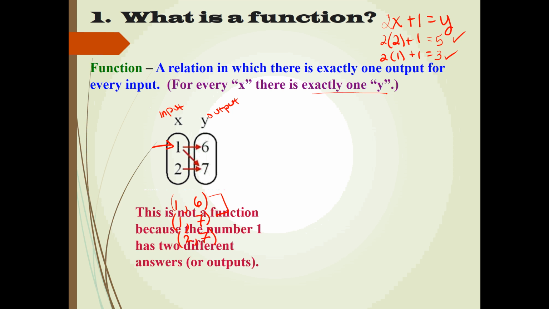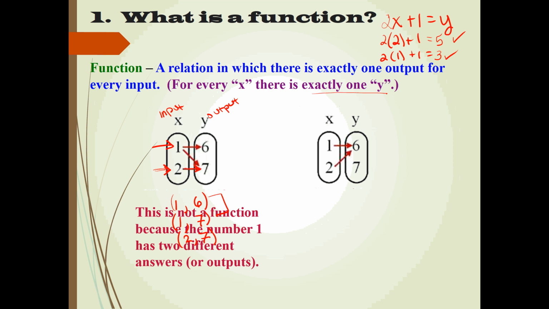And I can't quite erase, but this reads, this is not a function because the number 1 has two different outputs or answers. Even though the 2 works properly, the input of 2 always gives an output of 7 over and over and over again. It still has an error when the input is 1, so the whole thing would not qualify as a function.